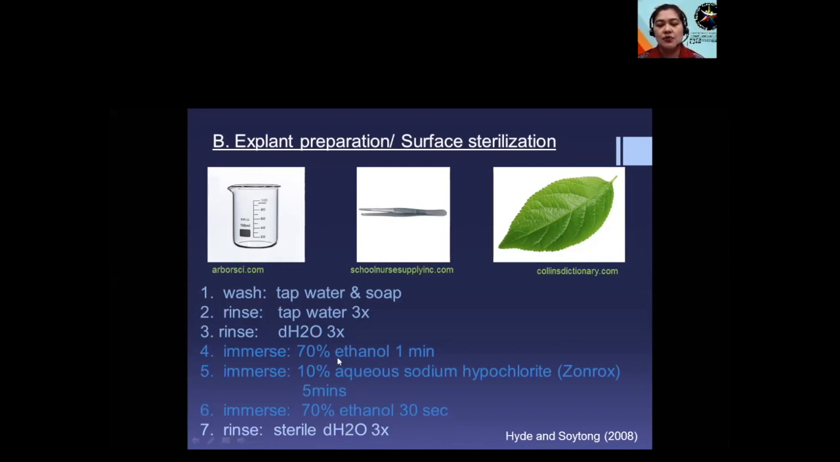That is to remove any of this. Kasi pagka may natira po dito at in-slice po natin ang ating leaf, po pwedeng may makapasok po, wala po tayong mag-grow na fungi. Okay? So this is from the Protocol of Hyde and Soitong, 2008.